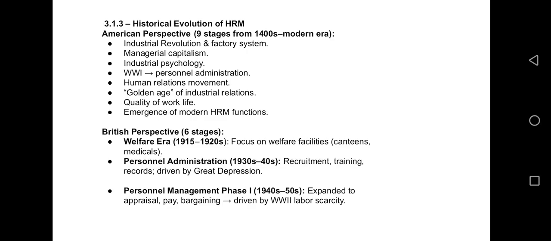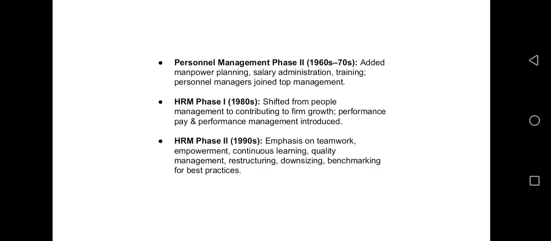The third stage is personnel management phase 1, 1940s to 50s, expanded to appraisal, pay, bargaining. This was driven by World War II labor scarcity. The fourth stage is personnel management phase 2, 1960s to 70s. Added manpower planning, salary administration, training, personnel managers, joint top management.